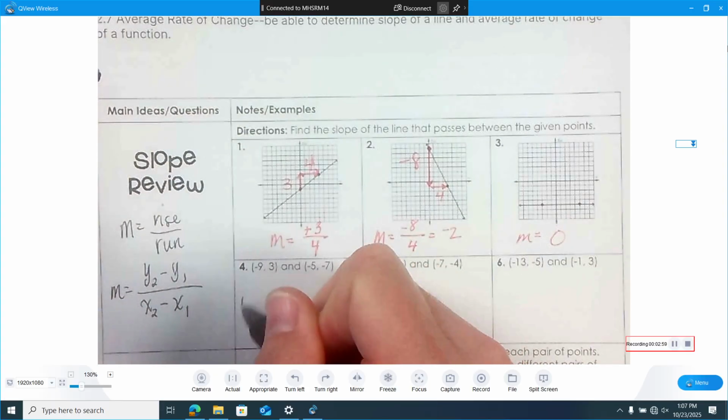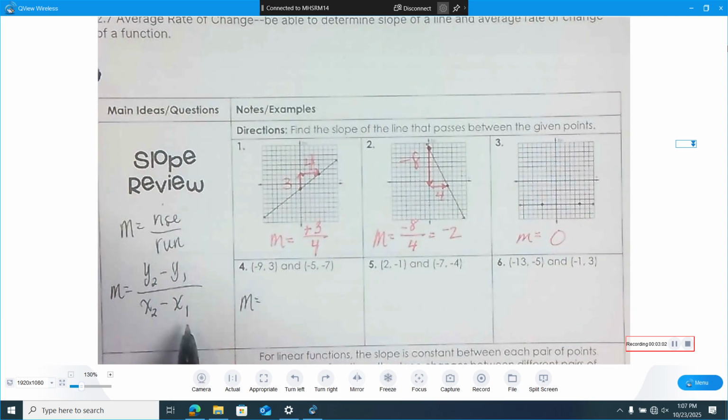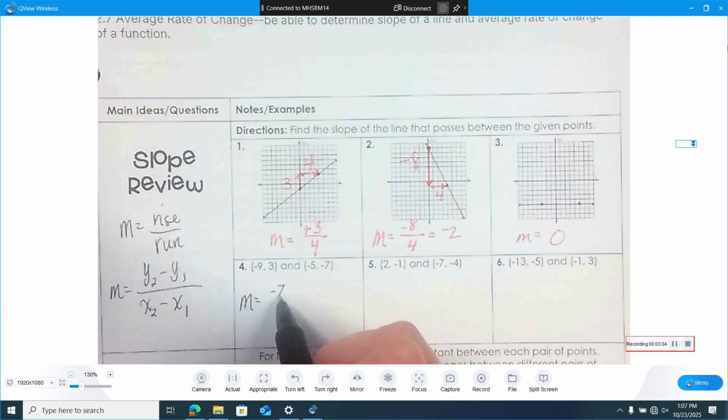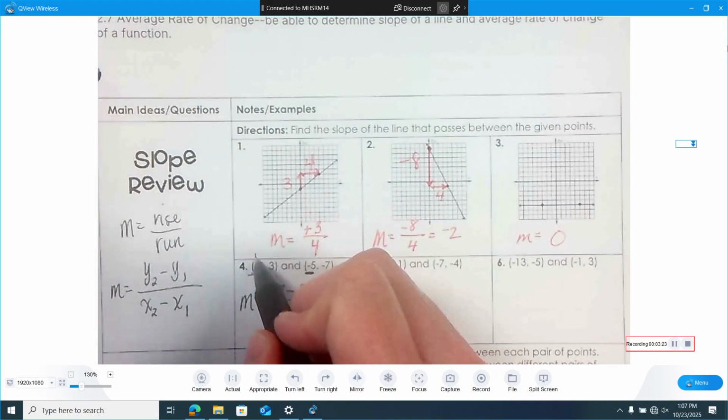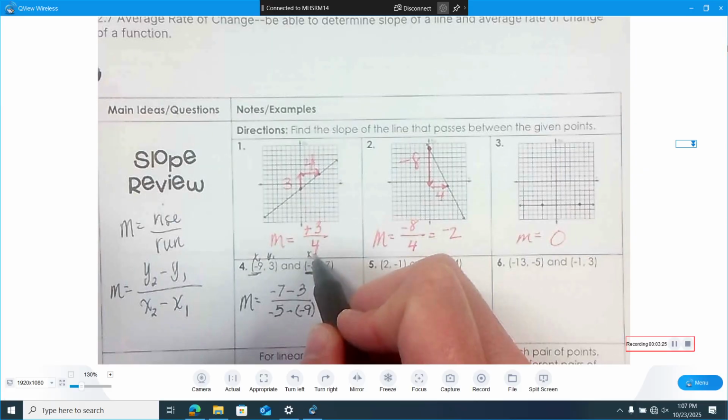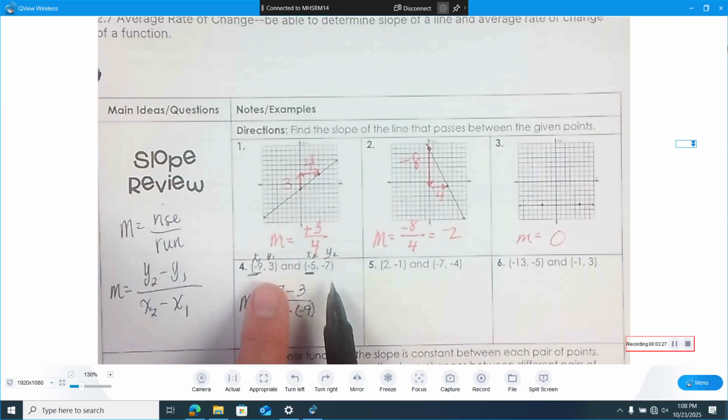But if we have ordered pairs, then we're going to use our formula, which would be y2, negative 7, minus 3, over x2, which is negative 5, minus negative 9. Remember, this is x1, y1, sorry, x2, y2. So we subtract the y's, negative 7 minus 3, and we subtract the x's, negative 5 minus the negative 9.